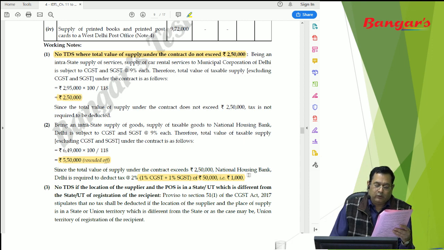Then, interior decoration of Andhra Bhavan located in Delhi. Service contract is entered into with the government of Andhra Pradesh. Now, as we remember, in case the location of the supplier and place of supply are in a particular state, but the location of the recipient is in a different state, then there will be no TDS liability.